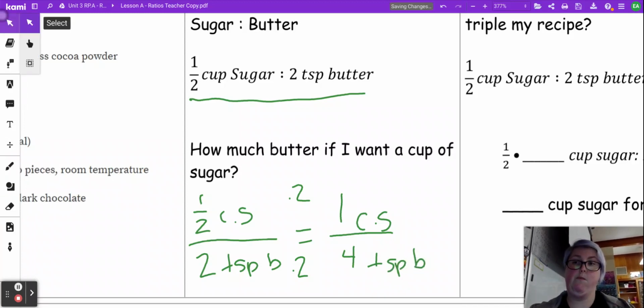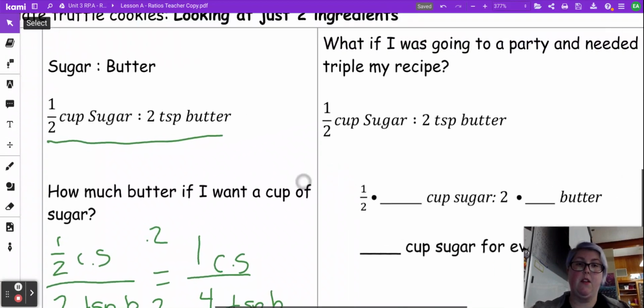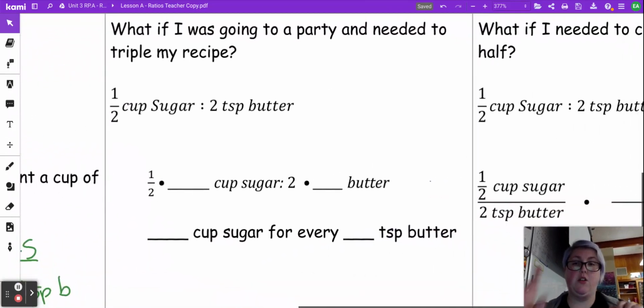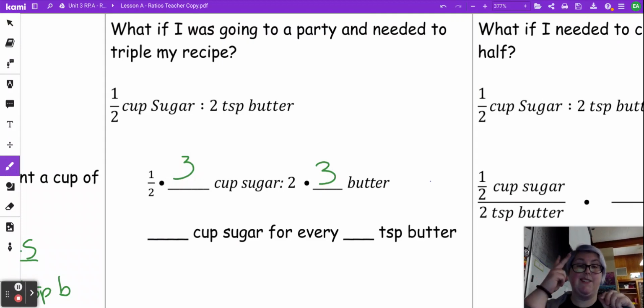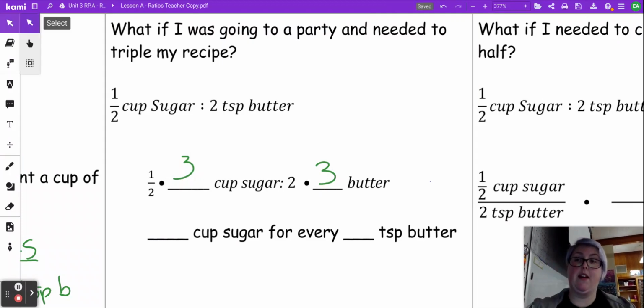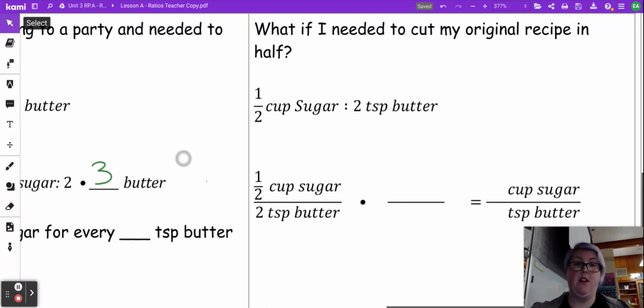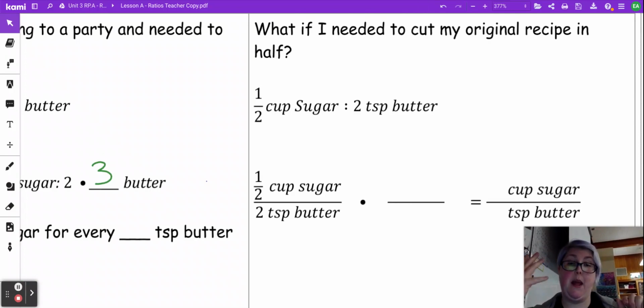Now, over here, we have 2 different problems. If you need to triple your recipe, you are going to multiply everything by 3. To triple means times 3. And our last problem, if you need to cut the recipe in half, so we're going to multiply by what? So double check your answers. You can always ask a neighbor for help.